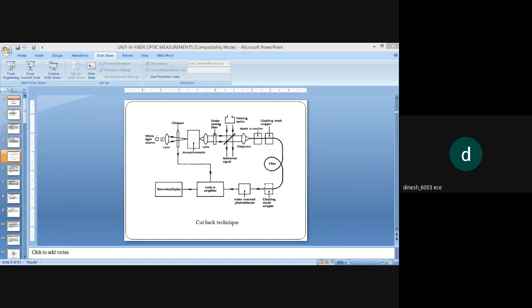So there are some drawbacks of this method. The drawback of the cutback method is that it is a destructive technique. So several other non-destructive methods are being used, like the substitution technique and backscatter measurements.